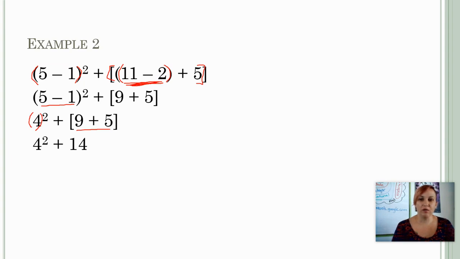All right, so now I'm done with parentheses. Now I'm ready to move on to my next letter, which is exponents. Now I know you're thinking, well, but I've already done some adding and subtracting. Can't I just keep going? Technically, we haven't done our adding and subtracting yet. We were just working on that first letter.